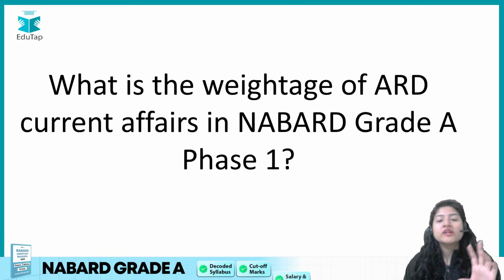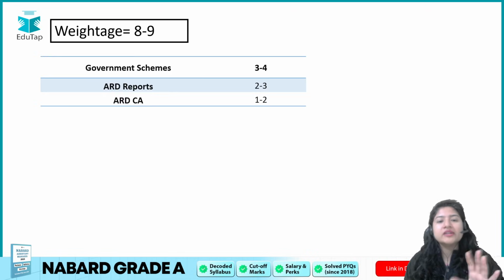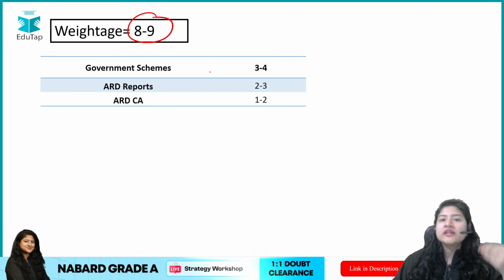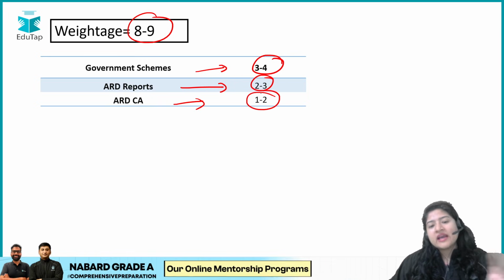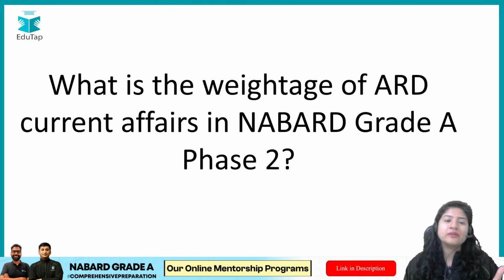Okay, what is the weightage? I have already told you, but again to give you an understanding, the weightage in phase 1 is around 8 to 9 marks. If you have to divide it further, government schemes would constitute the maximum chunk, 3 to 4 marks, ARD reports around 2 to 3, and ARDCA at most 2 marks in phase 1.